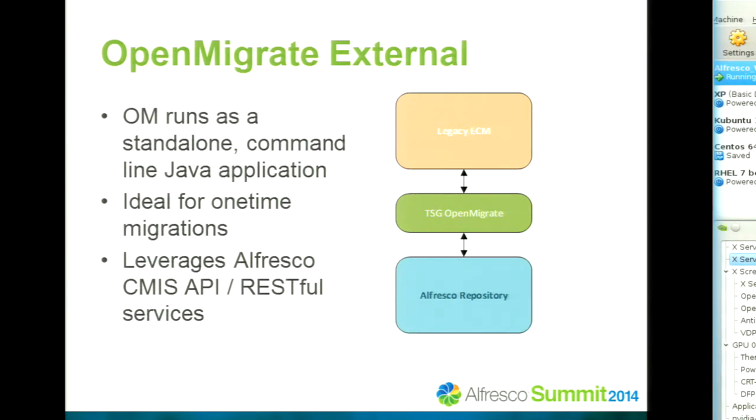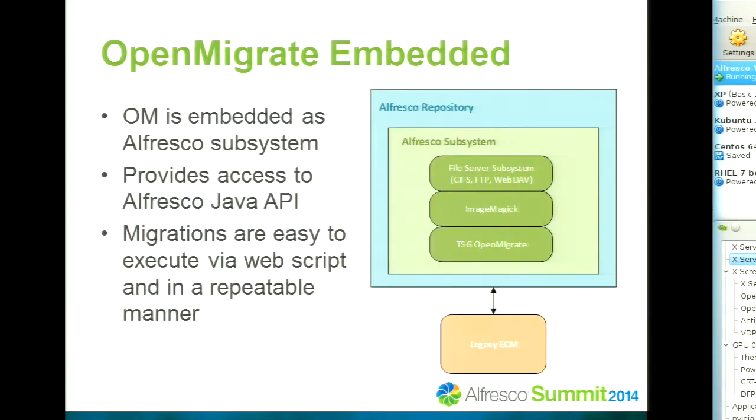Different ways that we've deployed Open Migrate within Alfresco. Obviously, the traditional one would be as an external interface. So it's run standalone in an online command application. Ideal for one-time migrations, uses the Alfresco standard API. Another approach that we've done that we use a lot is really to embed Open Migrate as a subsystem within Alfresco.